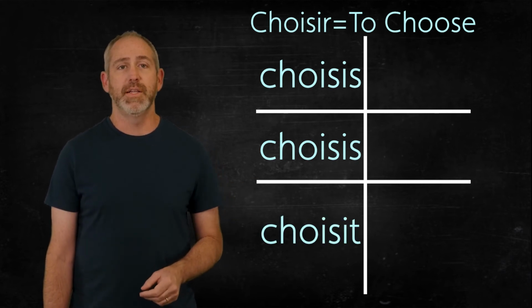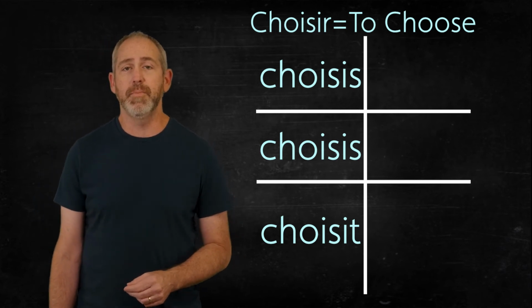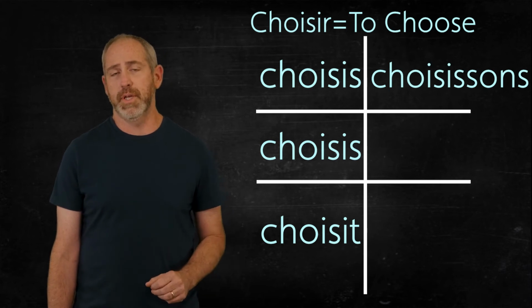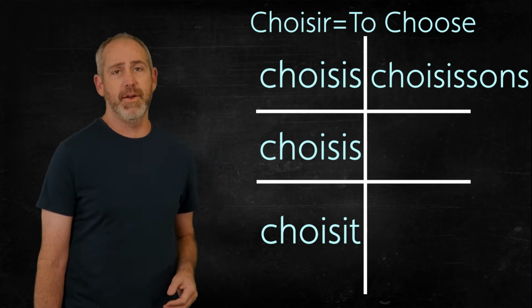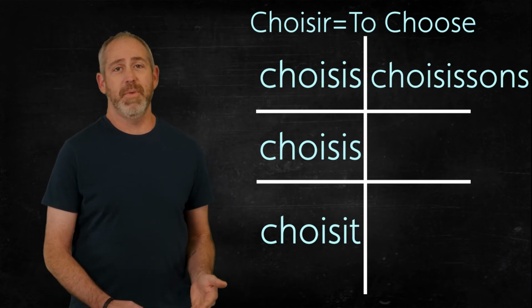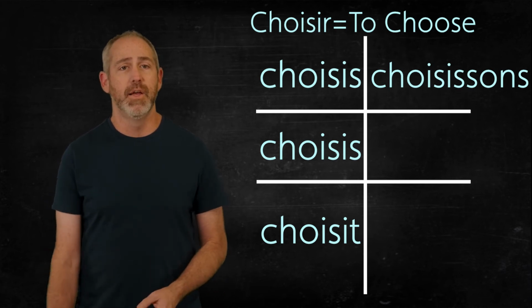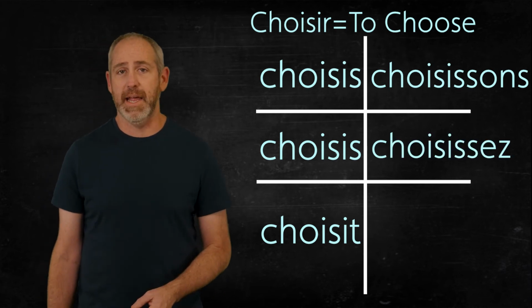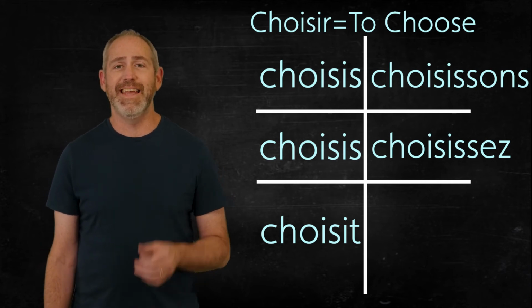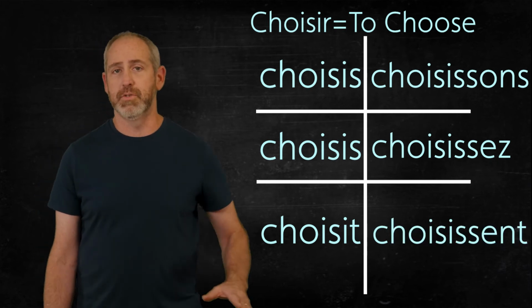Choisit. Let's go to the top right, to the nous form up there is going to be choisissons. Choisissons. Okay, we have one S at the beginning, two S's later on. And you can probably imagine the vous form is going to be very much the same, but we're going to change that ons to EZ. So we get vous choisissez. Vous choisissez. And then finally, the ils and the elles, the they forms are going to be choisissent.